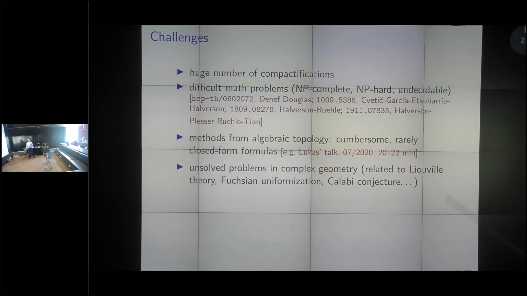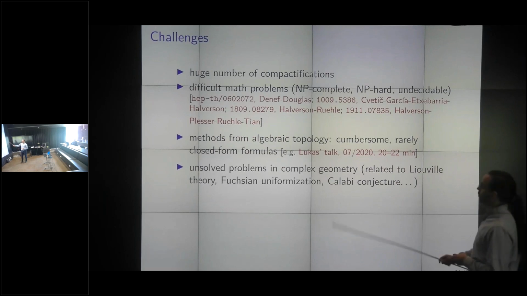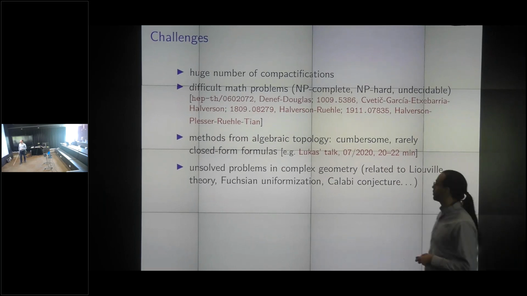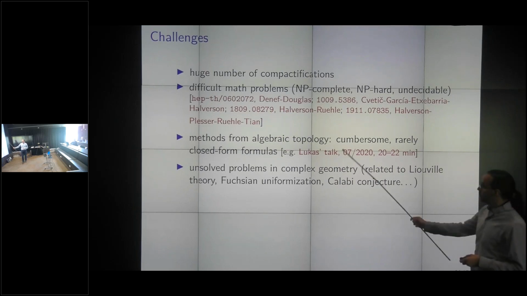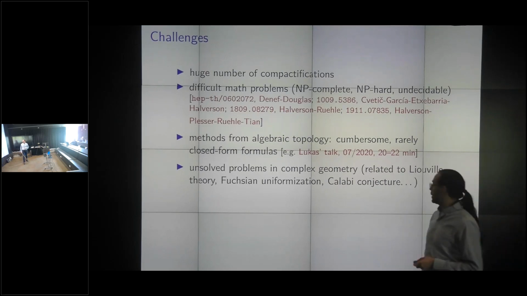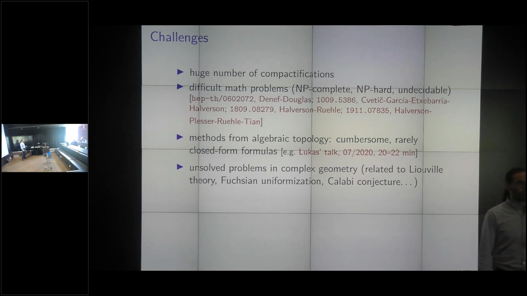Now here is a list of challenges for string theory. First, as I said, you have the huge number of compactifications. You have difficult math problems, which can be NP-complete or NP-hard, or even in some cases undecidable. The methods from algebraic topology are very cumbersome, and you rarely get closed-form formulas, so it's also complicated.